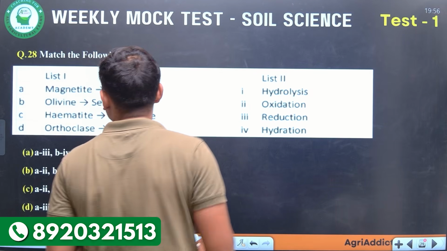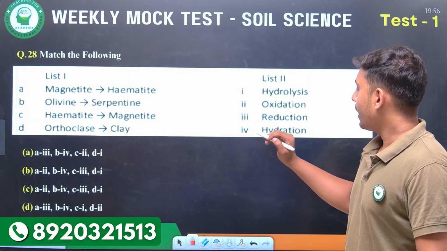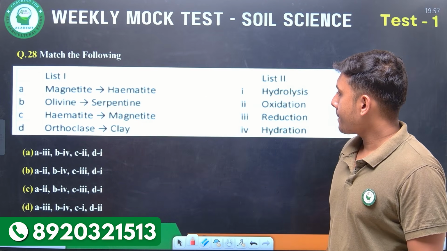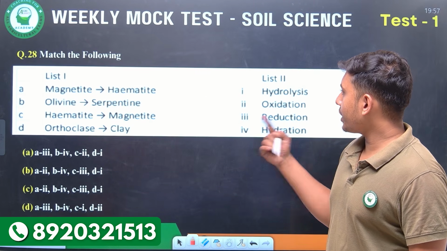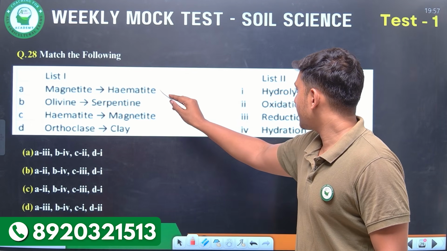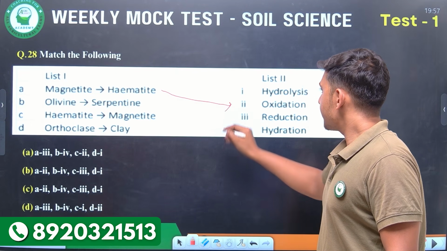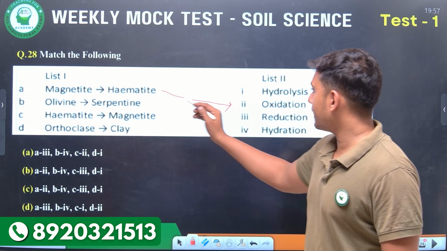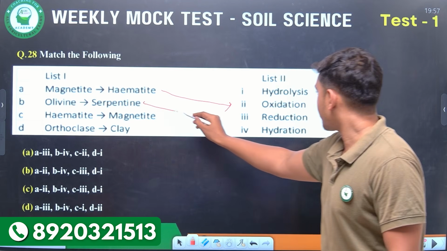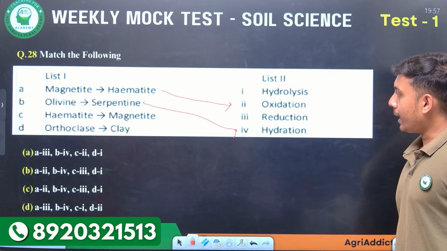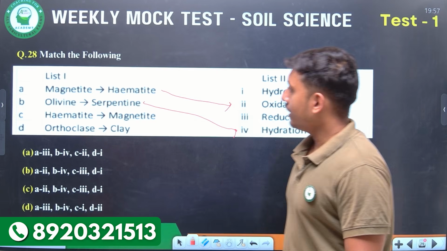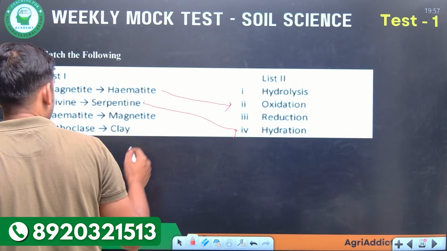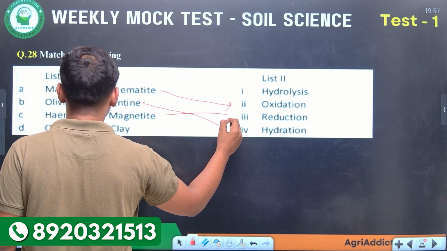So first comes magnetite to hematite. Actually, whenever magnetite to hematite happens, the oxidation occurs in this case. And for olivine to serpentine, as we have discussed earlier, this is a kind of hydration process. Hematite to magnetite, if it is oxidation, then it will be a reduction process.